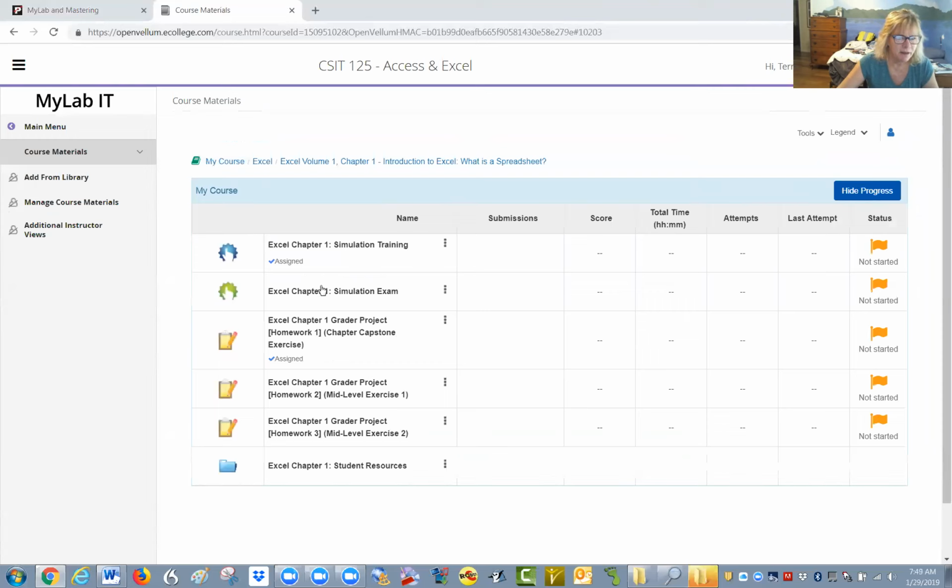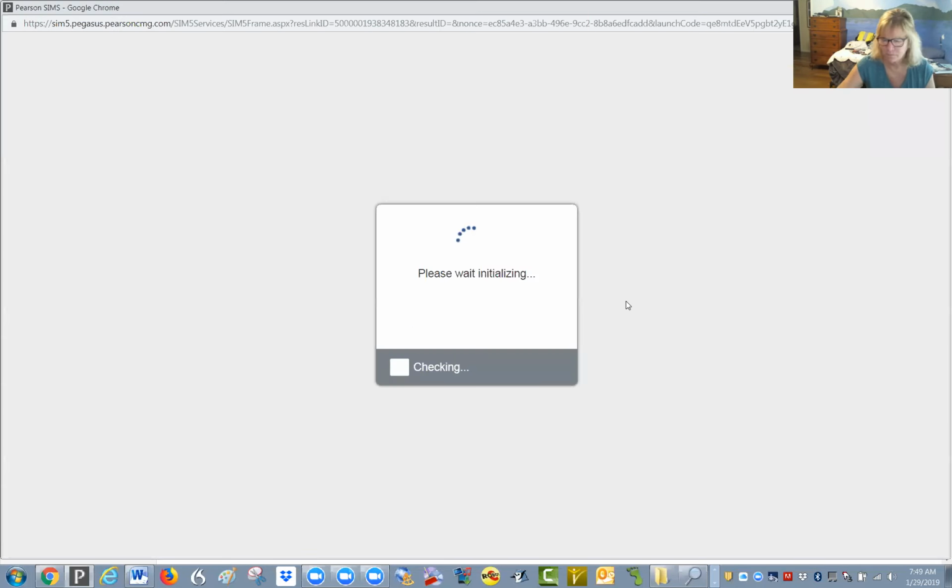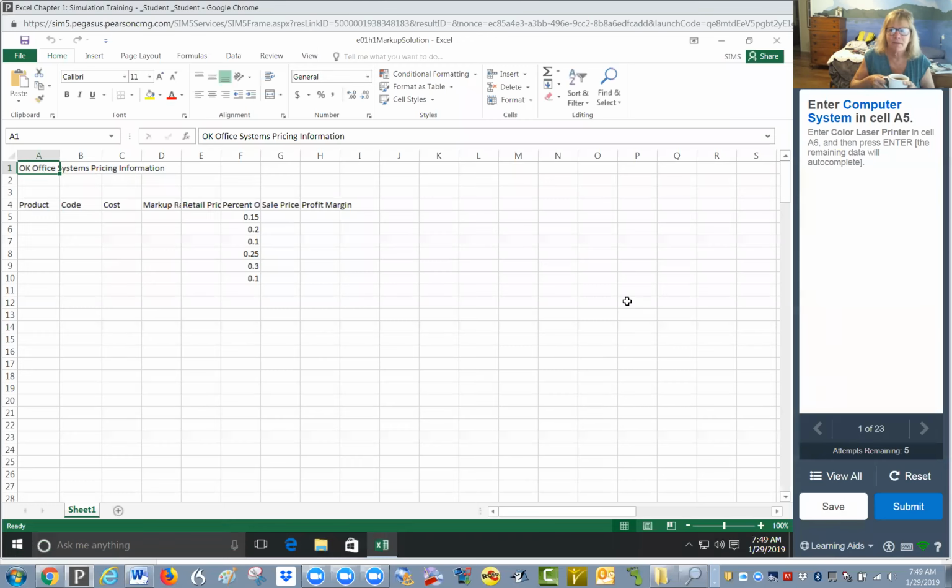Everything, the way I set it up, is everything that's assigned has this little checkbox. So the simulation training is intended for learning. The grader project you must actually do in the Excel application. So let's look at the simulation briefly. If it wasn't working, again, you would see something up at the top and you have to unblock it. This is a simulation. It can be done in any environment, Mac, PC, not iPad. You need a full computer.